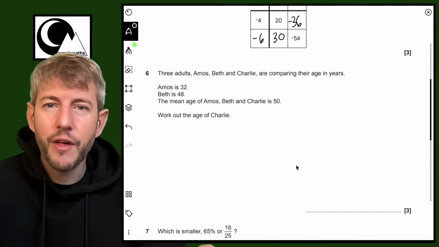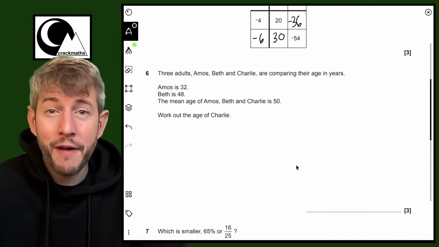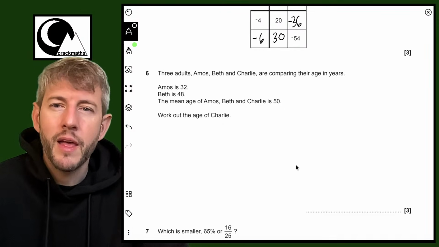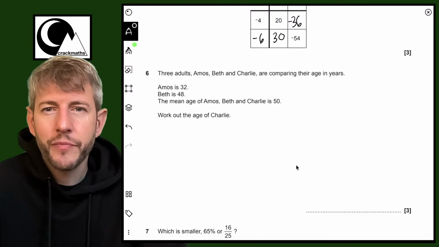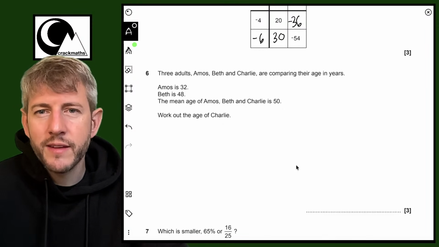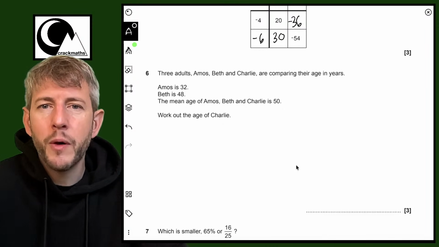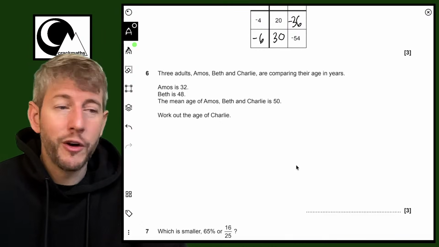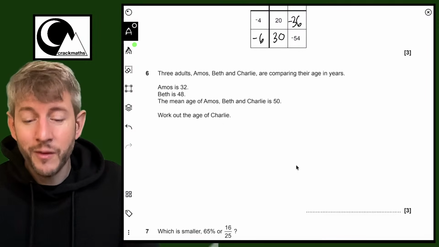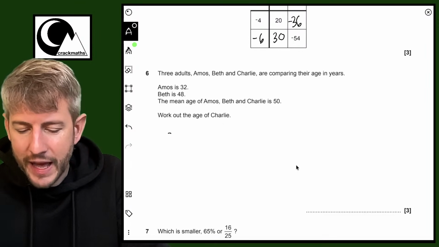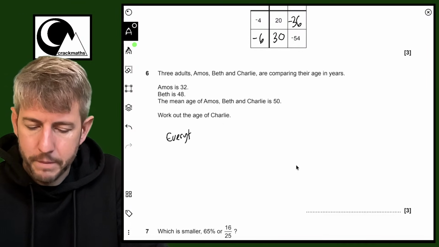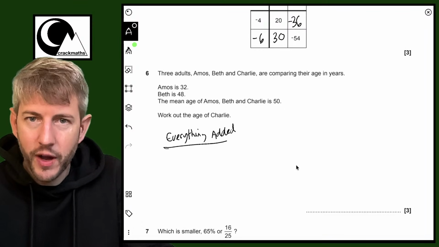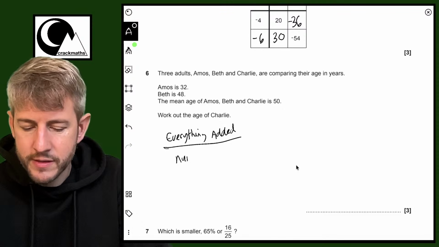This one says that 3 adults, Amos, Beth and Charlie, are comparing their ages in years. Amos is 32, Beth is 48. The mean of Amos, Beth and Charlie is 50. Work out the age of Charlie. So the mean we find by everything added, divided by number of things.